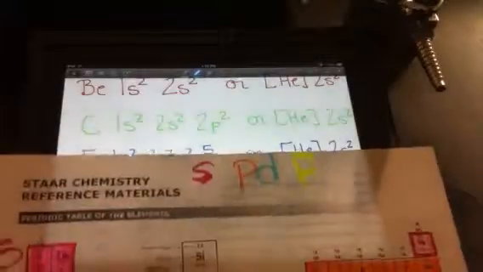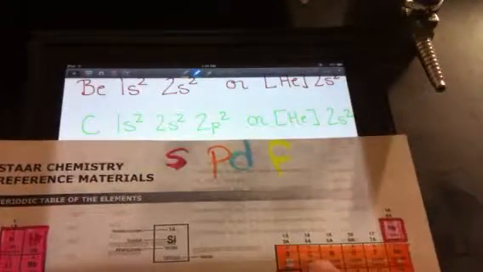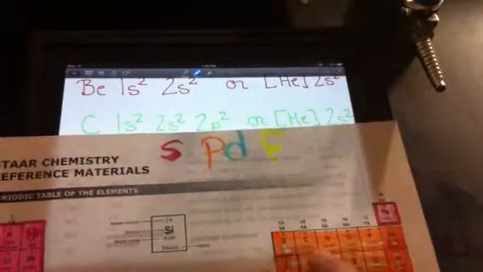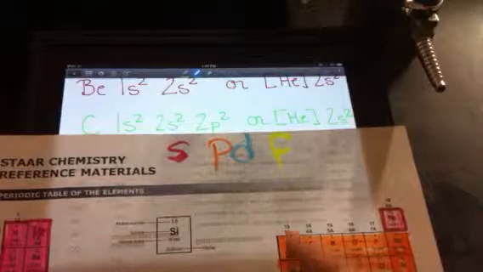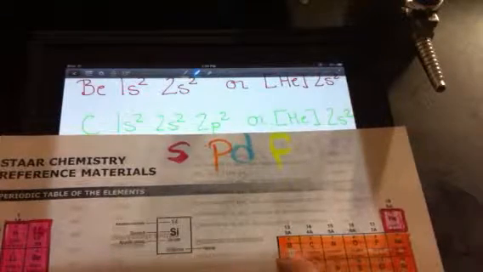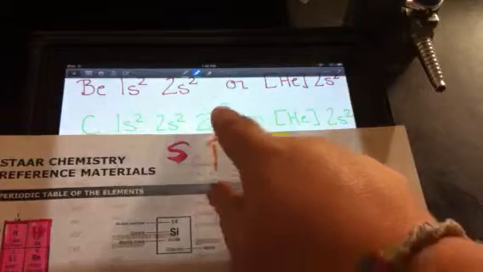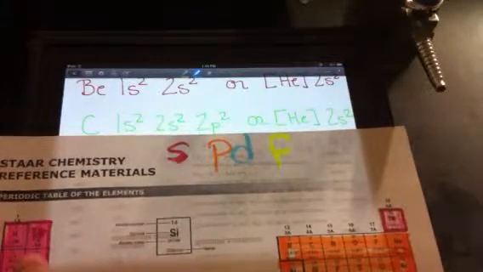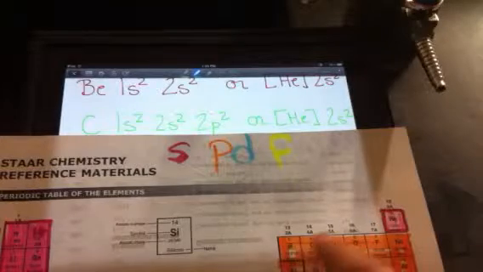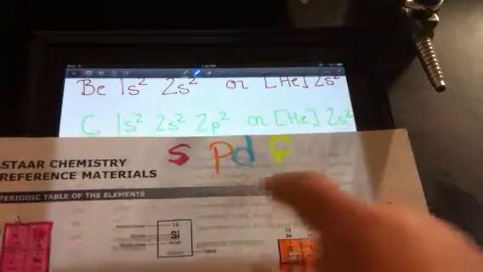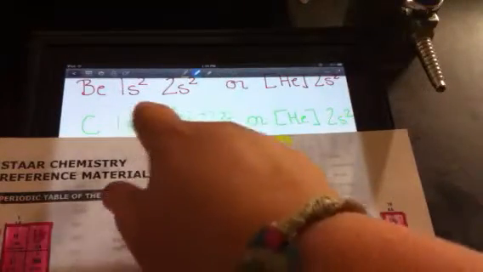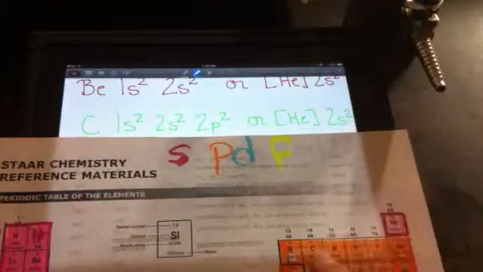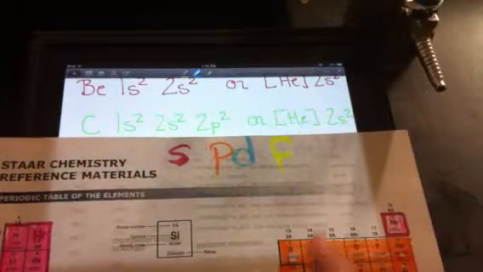Carbon. Carbon is in the P block. It's 2N on the P block. Row 2, P block, 1s2, 2s2, 2p2. But I had to go through 1s2, 2s2 to get to 2p2 because I always start at hydrogen. Okay? 2 plus 2 plus 2 is 6. Carbon's atomic number is 6.